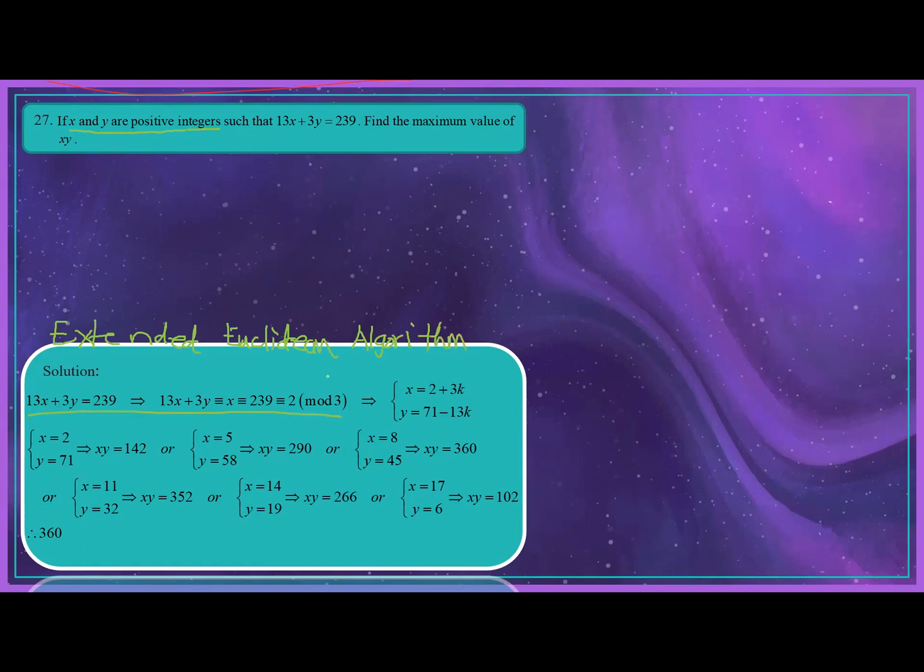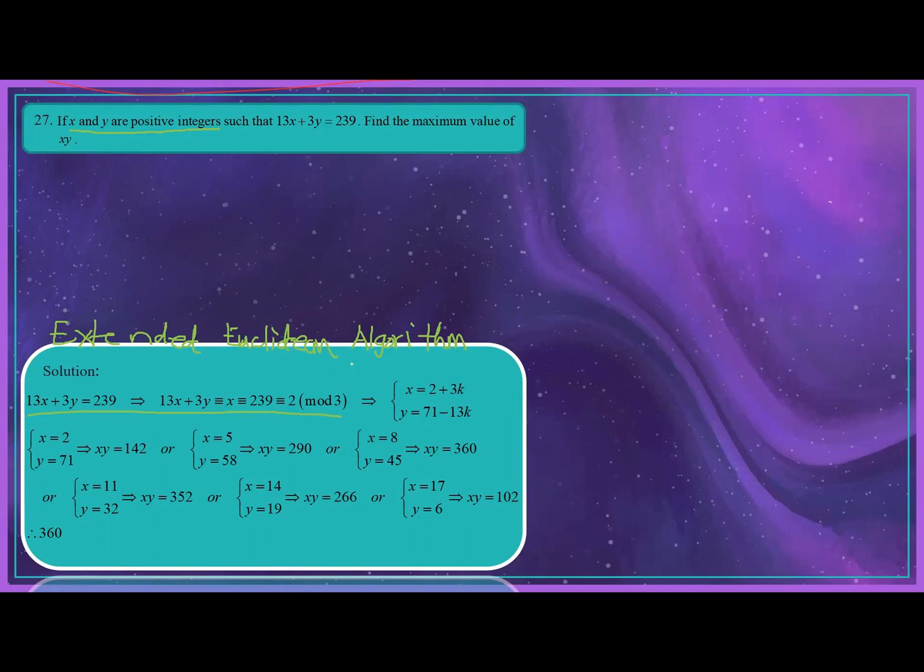Okay, so basically the steps for the extended Euclidean algorithm are very tedious. It's boring, and it's long. So we don't like that kind, but that's the way to solve this kind of problem.